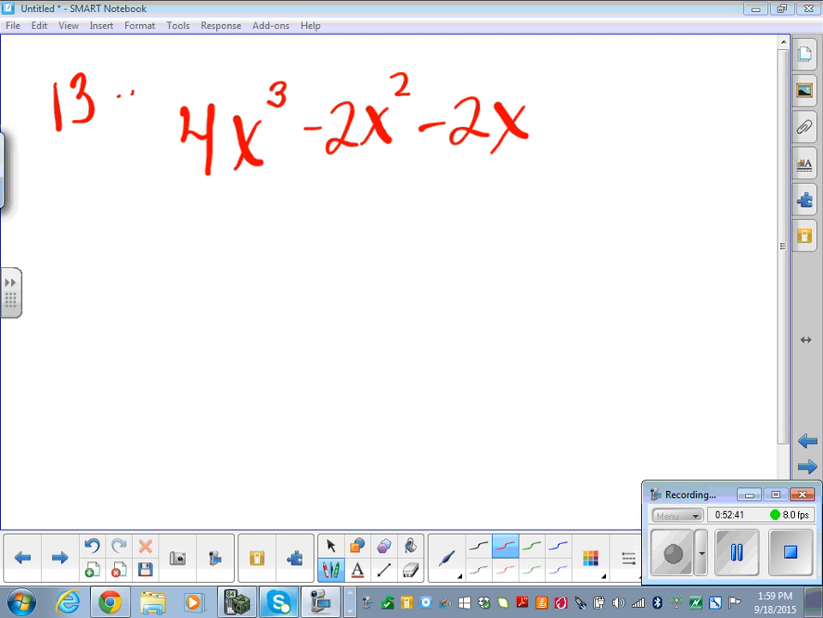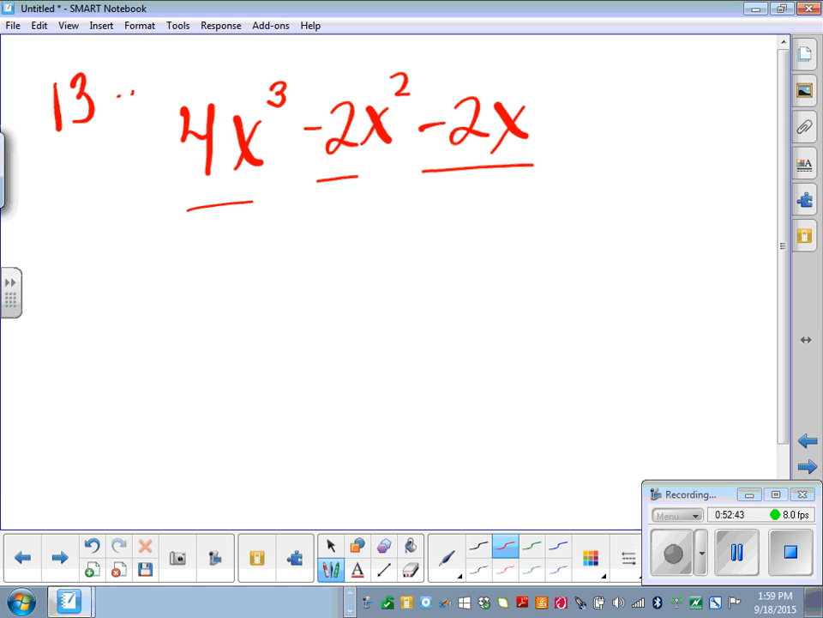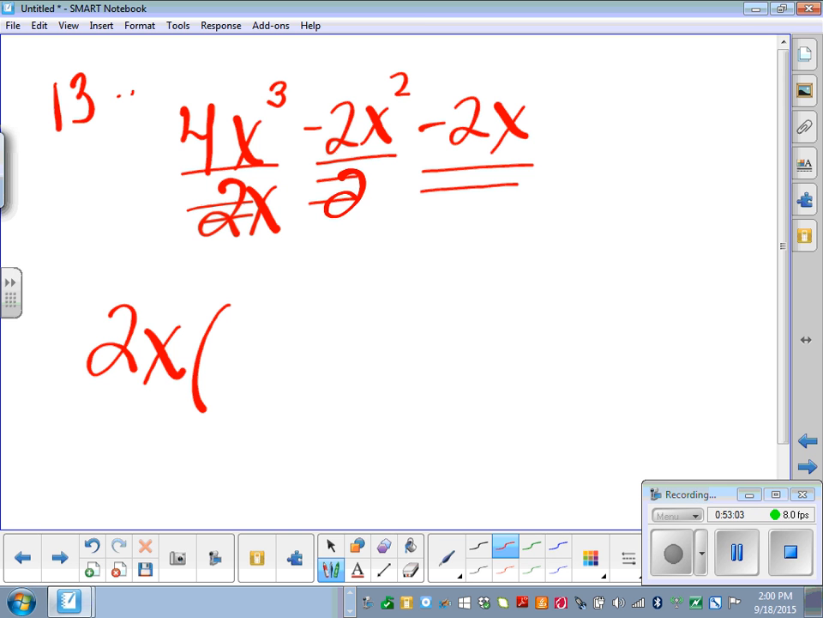Okay, number 13, it says find the zero. So looking at this, we have 3 terms. So we're going to go ahead and see how we should factor this since we need to find the zeros, if it factors. And looking at this, we do have something in common in all 3 terms. We have a 2 and an x in common. So let's factor that out. And once we factor that out, we can go back through and figure out what's left by dividing each thing by 2x.